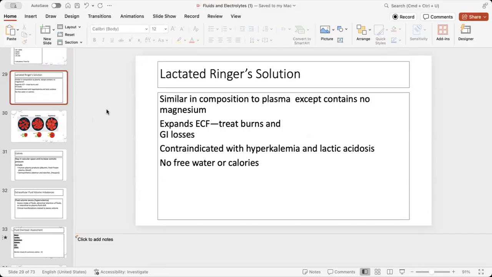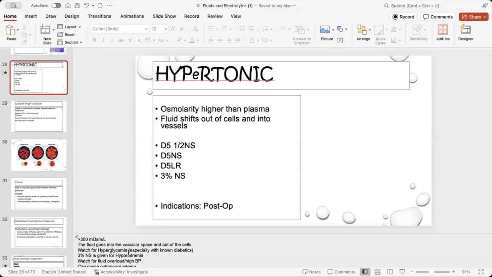All right, turn to your partner and explain those three fluids. Where's the fluid shifting? What do you need to watch out for?